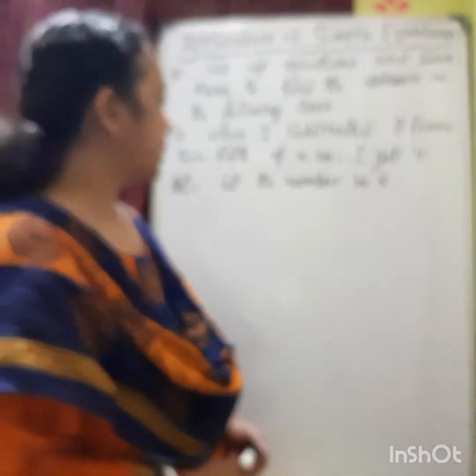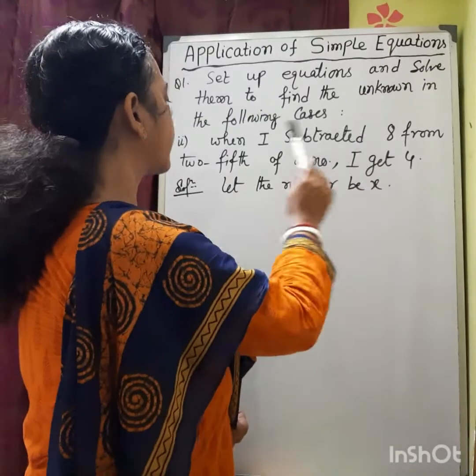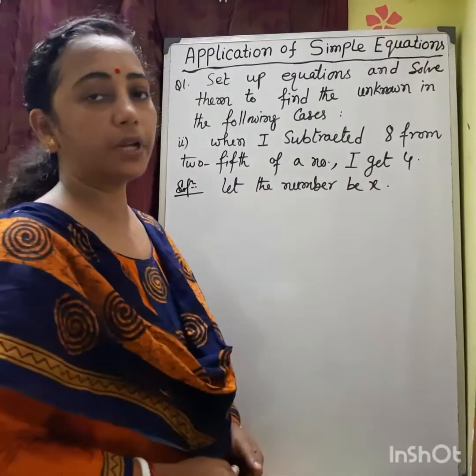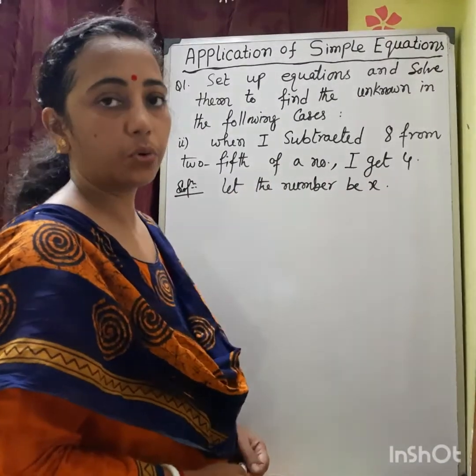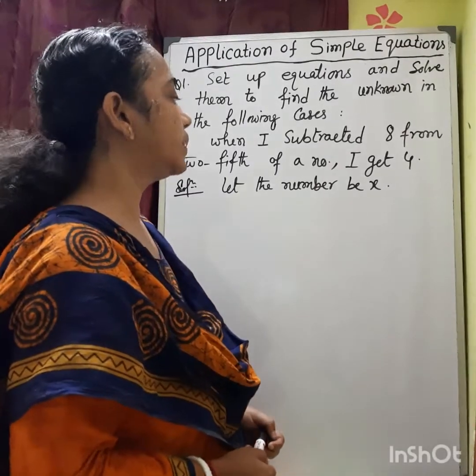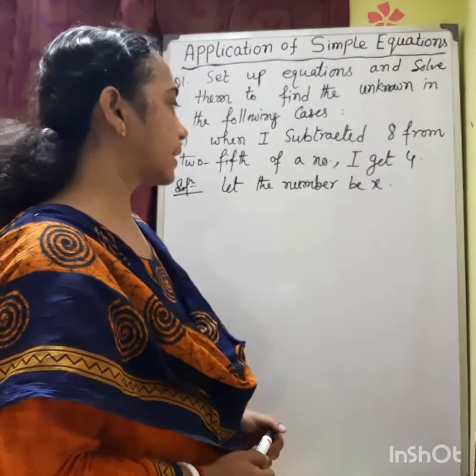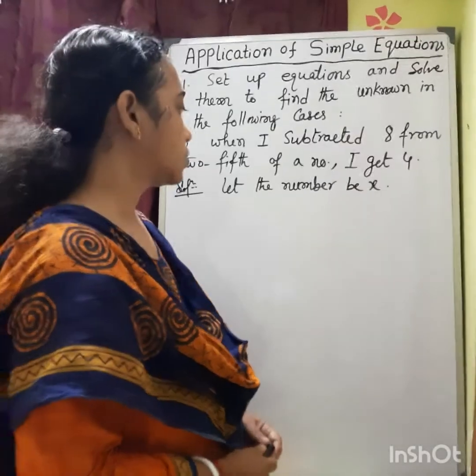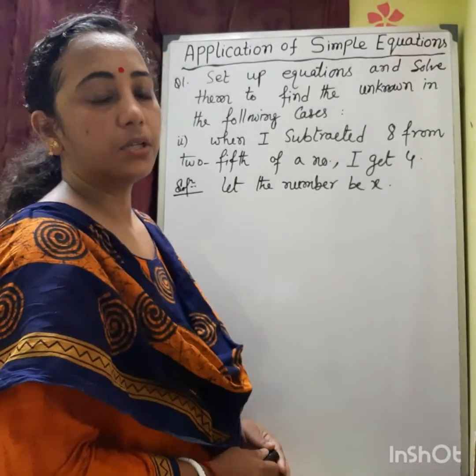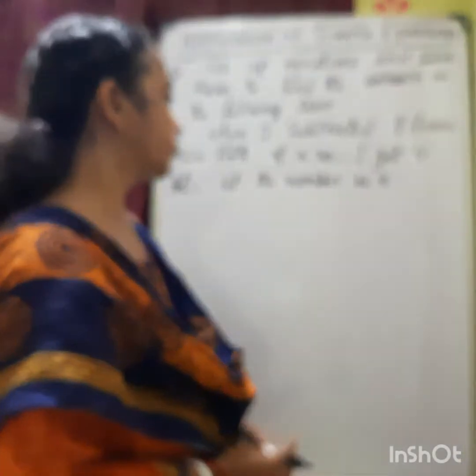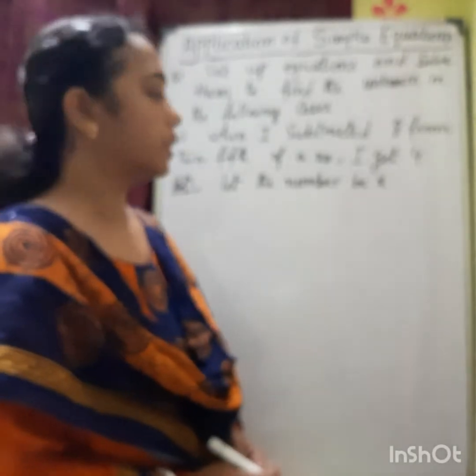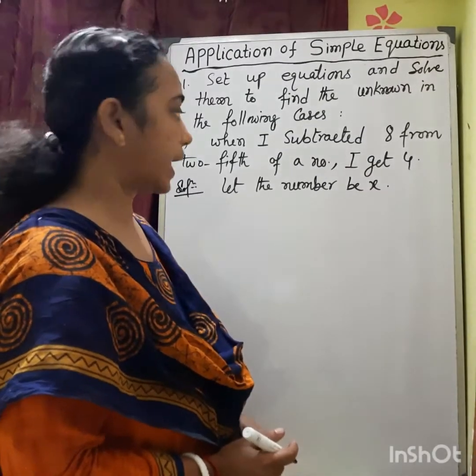Now let us do another question, that when I subtracted 8 from 2/5 of a number, I get 4. So here what is the number? It is not mentioned. So let us consider the number be x, which is the unknown quantity here, because we don't know the value of this number.